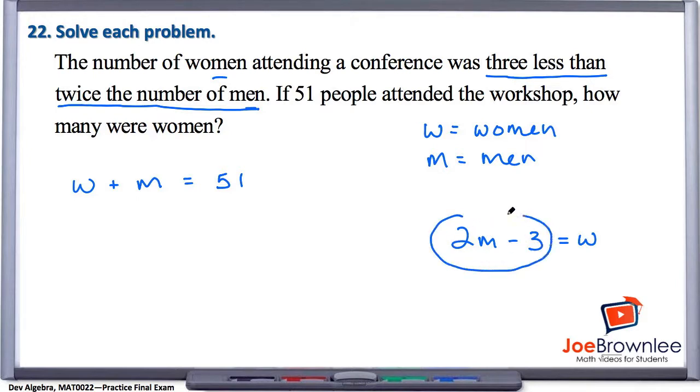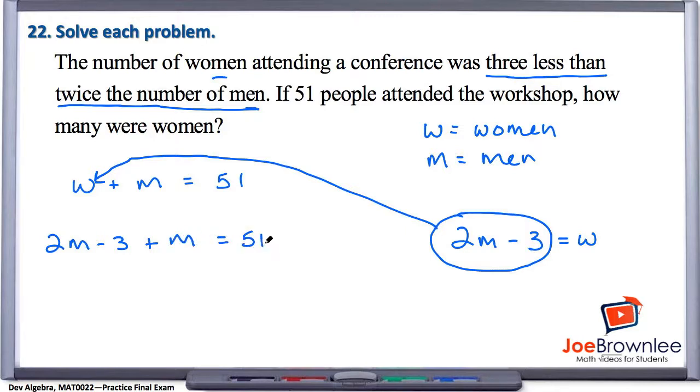And so now that we've got this little expression to represent how many women attended, we can take this expression, plug it into our equation where we see a w, and then the whole equation will be in terms of m. So take out this w, put in 2m minus 3, and again, this is the number of women, plus m, that didn't change, equals 51. Now we can combine like terms on the left, so 2m plus m gives us 3m. I was jumping ahead of myself there. Minus 3 equals 51. We want to solve for m, so let's add 3 to both sides, and we end up with 3m equals 54.